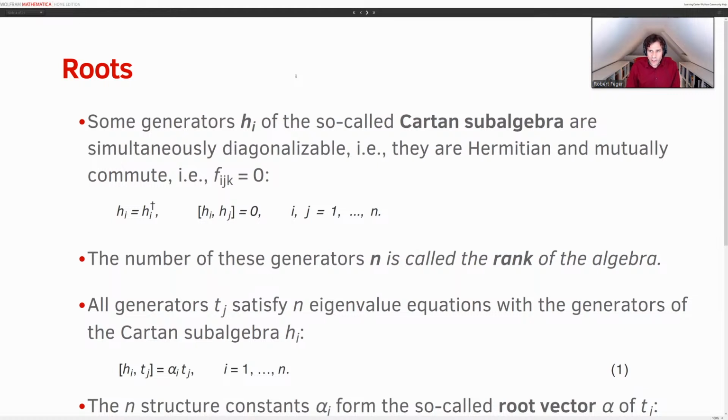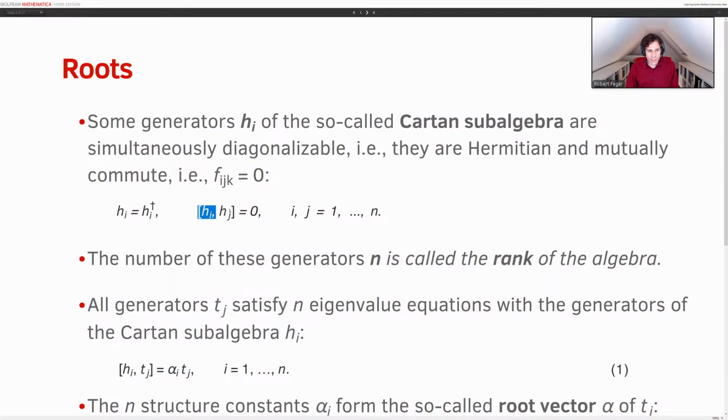So I told you about the structure constants. There are many of these structure constants, and it can get even easier than that. So you can use what is called root, which is a subset of the structure constants. For that, I need to introduce the Cartan subalgebra. Some of the generators, so the small Ti, they are called Hi, and they belong to the so-called Cartan subalgebra, and they are simultaneously diagonalizable, and they're Hermitian, and so they mutually commute. That means the structure constants for them are 0.